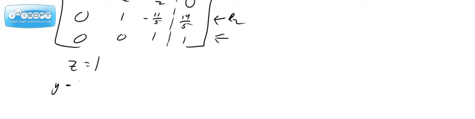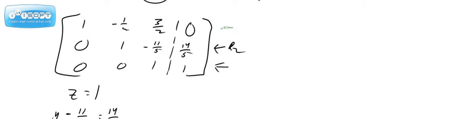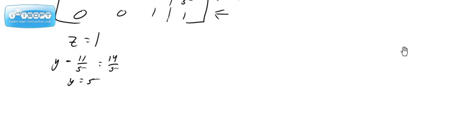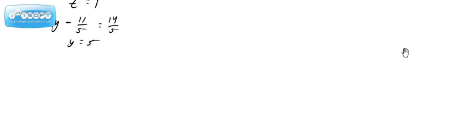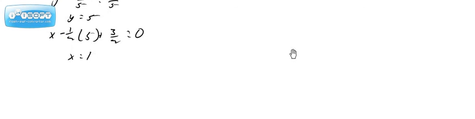y minus 11/5 equals 14/5. And if you add that over, y equals 5. Now, you can plug that into the first row right here so that you can get x minus 1/2 of 5 plus 3/2 equals 0, and that ultimately means that x equals 1. So we have solved this system of equations by using Gaussian elimination. So our final answer is x equals 1, y equals 5, and z equals 1.